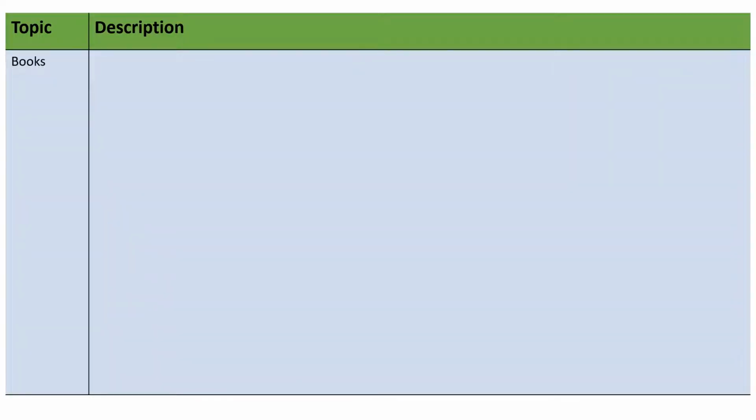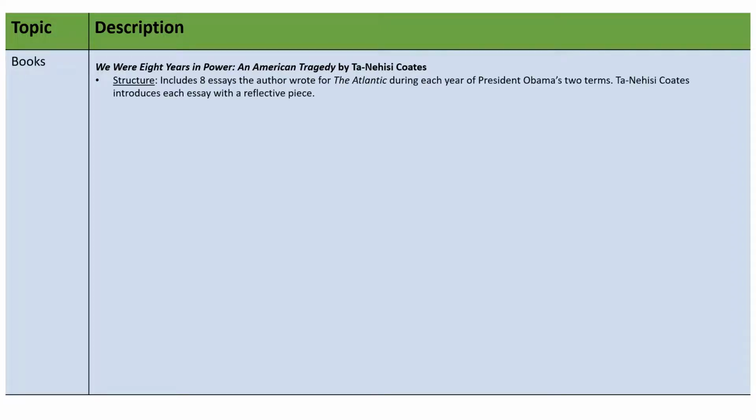Here's an excerpt of what the books section of my info bank might look like, and I'm going to show you the difference between what I would write for a nonfiction book versus a fiction book. First, we have a nonfiction title, which is We Were 8 Years in Power, An American Tragedy by Ta-Nehisi Coates. The structure of this book includes 8 essays that the author wrote for The Atlantic during each year of President Obama's 2 terms. Ta-Nehisi Coates introduces each essay with a reflective piece.